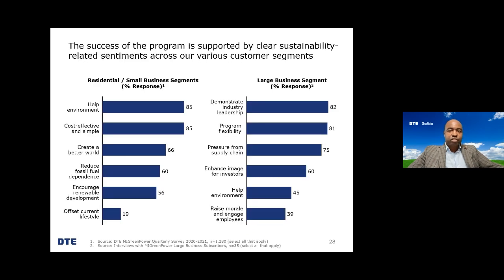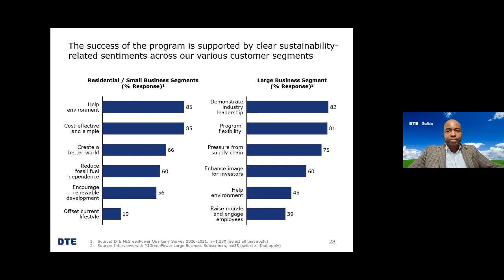This slide shows the results of research we conducted with customers who've enrolled in our program to learn more about why it is that they want to participate. As you can see, the reasons vary between customer groups. Residential and small business customers really like the program because it helps to protect the environment. It's cost-effective and simple. And these customers also realize that their participation helps to create a better Michigan by preserving the environment, creating jobs, and business opportunities.